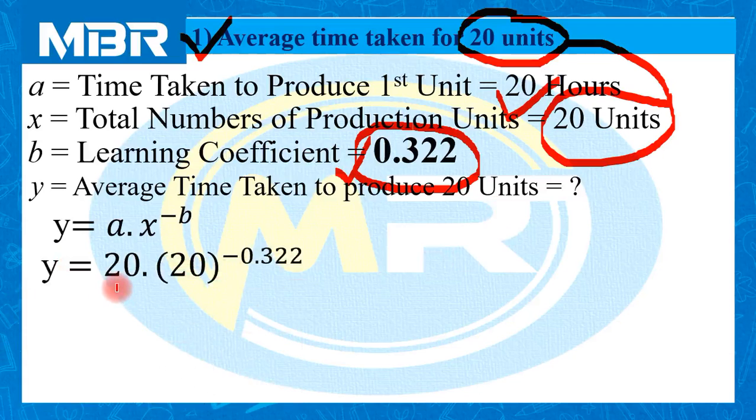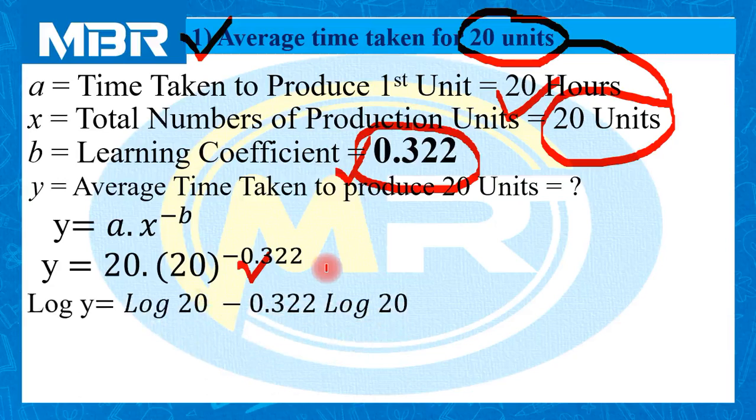Insert the values in the formula. Y is equal to 20. 20 is the time taken to produce the first unit. X is also 20, the number of units produced, and the learning coefficient as given is 0.322. Expand the formula with the help of the logarithmic table. Log y is equal to log 20 minus 0.322 log 20.